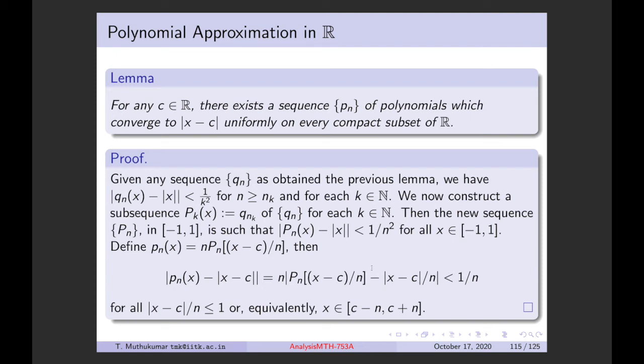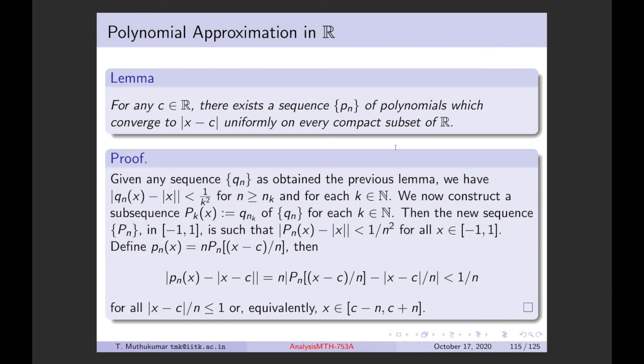and you have this estimate. And this, by the way we chose our capital Pₙ, is less than 1 over n square. So this is less than 1 over n square. With this n, it becomes less than 1 over n. Now this happens for all |x − c| over n in (−1, 1), which means |x − c| belonging to (−n, n), right? So |x − c| belonging to (−n, n), which means x belonging to (c − n, c + n), and this is a compact set in R.